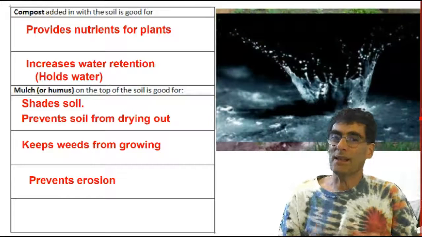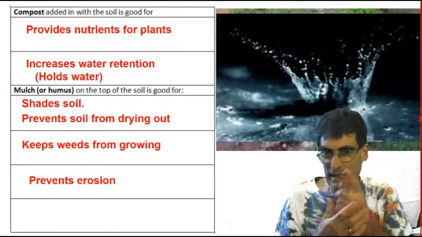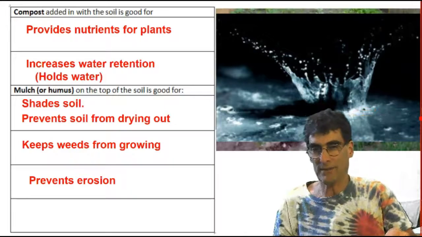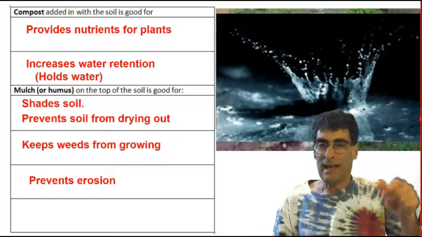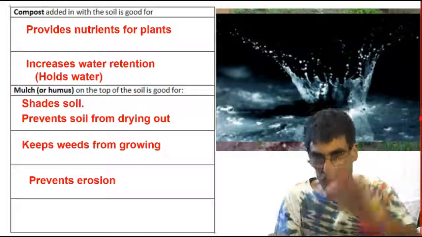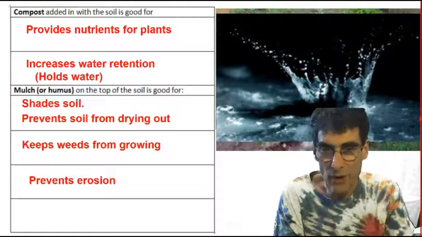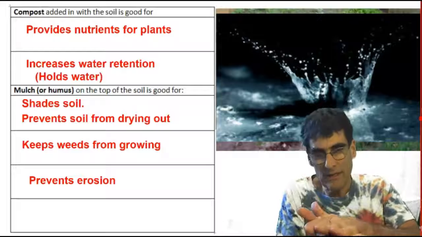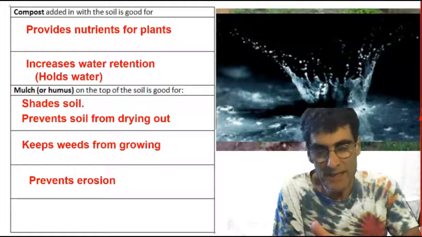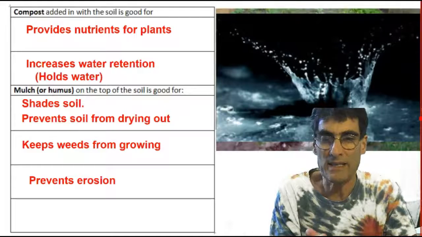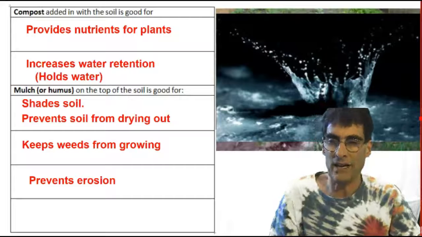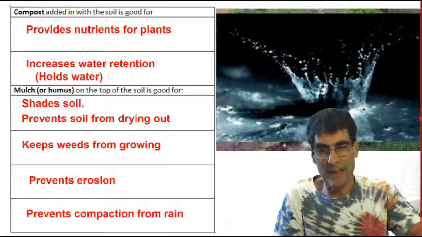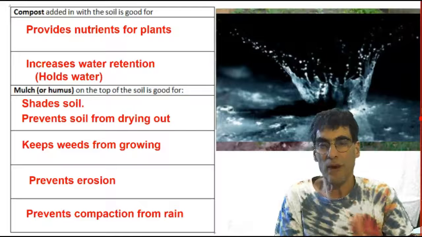Now this one's a little bit of a stretch. I think you can kind of tell what this is. This is a raindrop falling and hitting the ground. Anytime you hit the soil, even with raindrops, hard raindrops, you're going to compress the soil. The soil is going to compress and you're going to lose some of that space that's so important for water and air. So if you put mulch on the soil, you're going to have less compaction from rain.